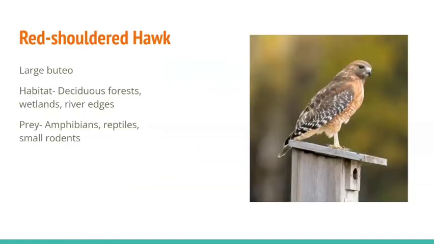So the next species is the red-shouldered hawk. So these are another large buteo, only slightly smaller than our red tails. For habitat, they tend to prefer deciduous forests, also wetlands and river edges. They're actually very well adapted to hunting more riparian species. And as for prey, they will go after amphibians, reptiles, and also small rodents.